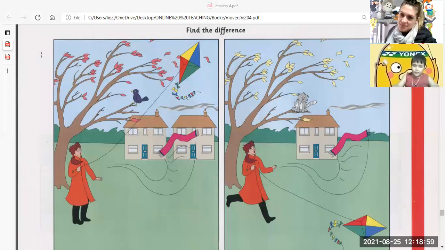In the first picture, there are two houses. But in the second picture, there is one house.